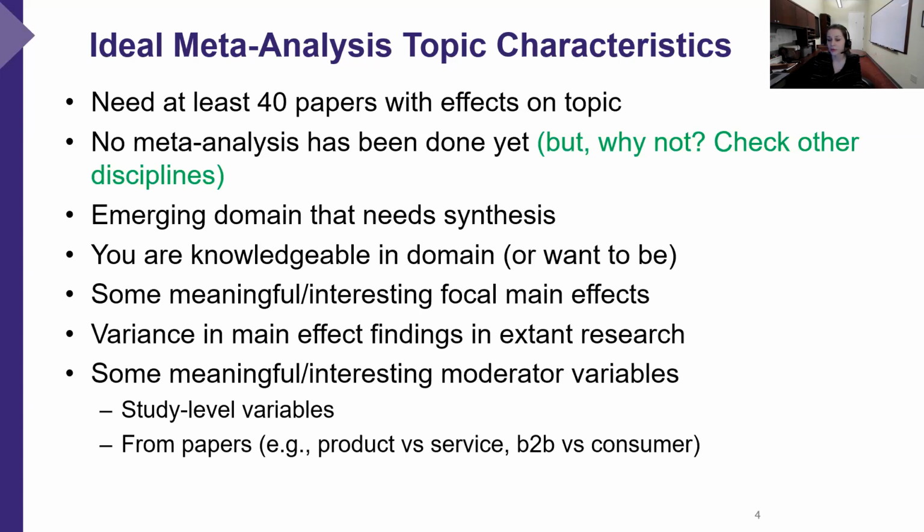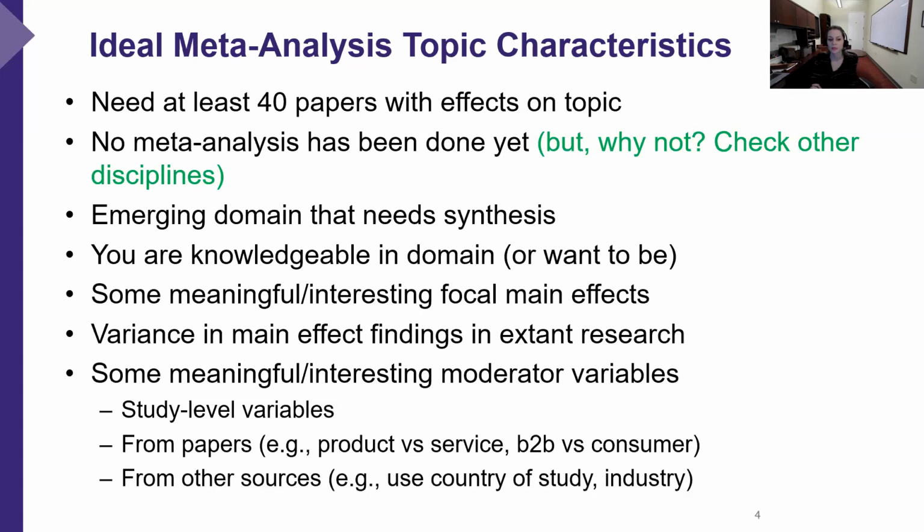Maybe it comes from the sample that was used in the original paper. So maybe they studied this relationship in a B2C context. Some people maybe have studied it in a B2B context. So it comes from the differences in samples. Also, where does their sample come from? In a lot of international business studies, you're going to see samples from different countries. So think of potential moderators.